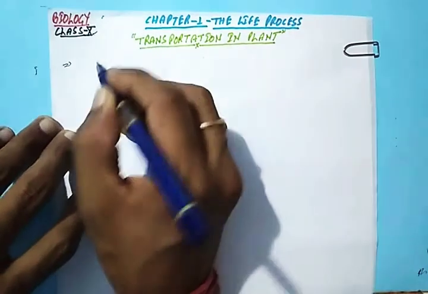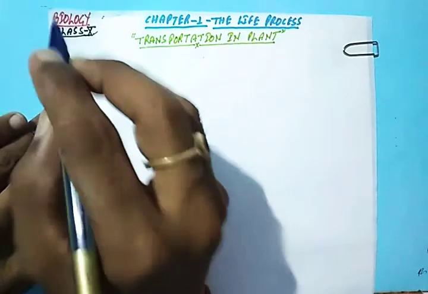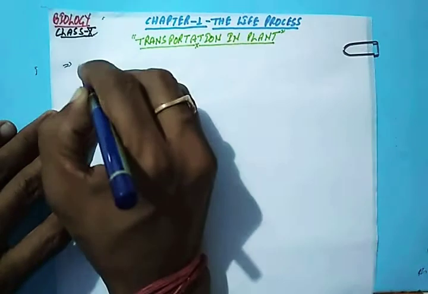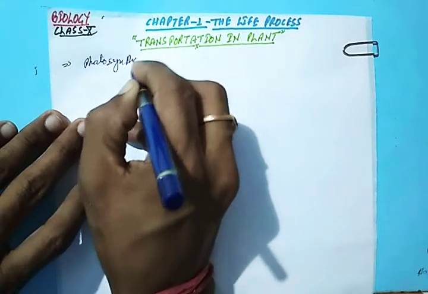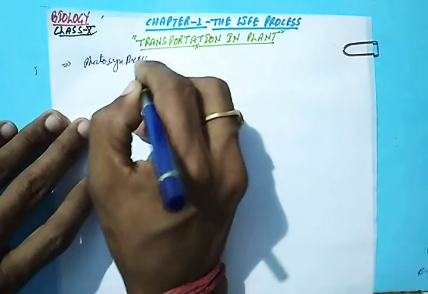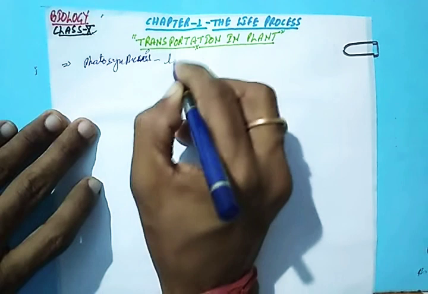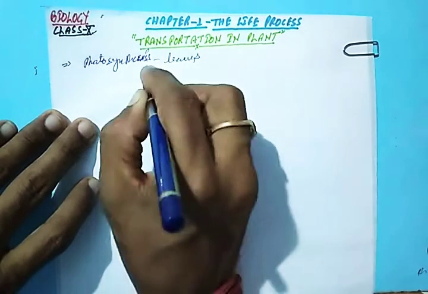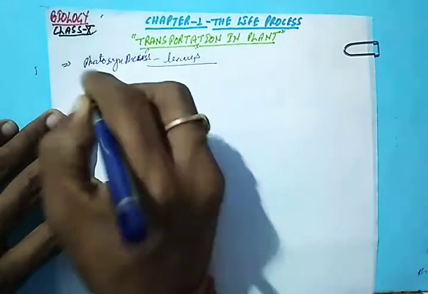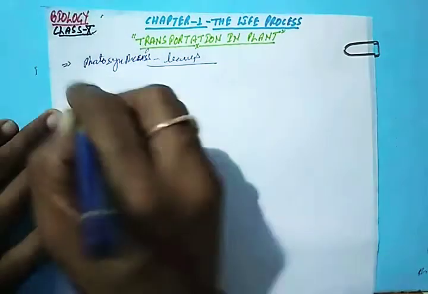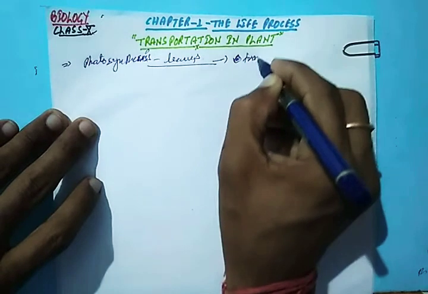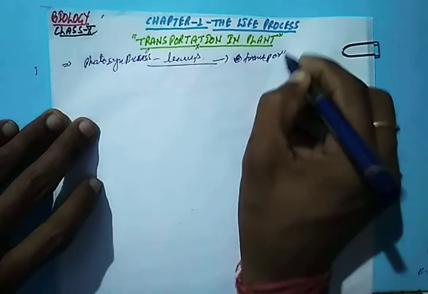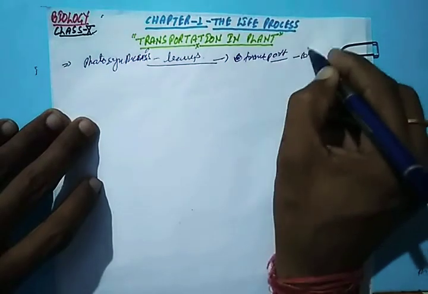Before we study this topic, we have to know some important things. Plants make their food by the process of photosynthesis, and photosynthesis takes place in leaves. So it is necessary to transport the food material to all parts of the plant.